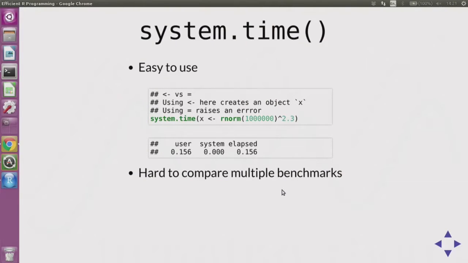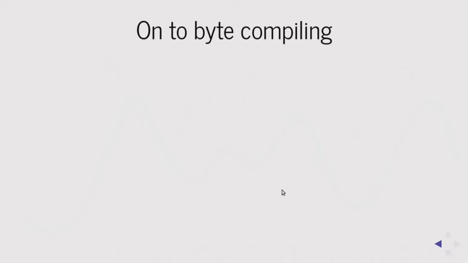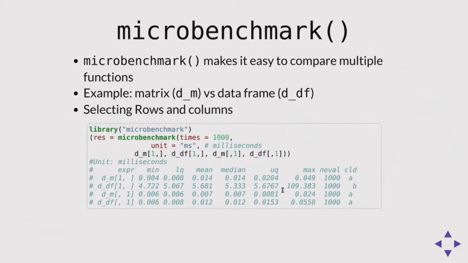It's not really hard, right? You can do a for loop if you wanted, or you can copy and paste. So it's not that hard. It's just more of a pain. And the microbenchmark package just makes this easy, okay?